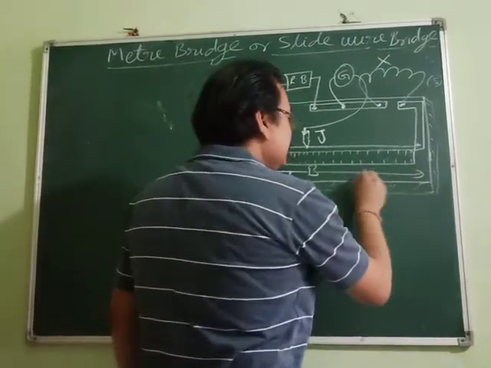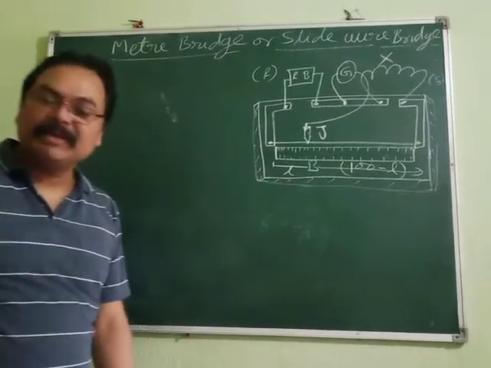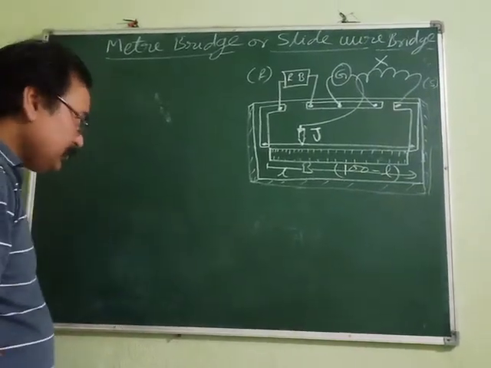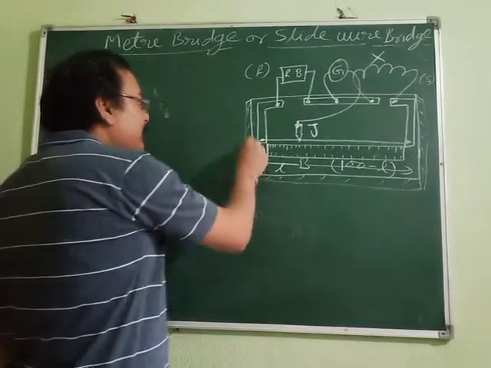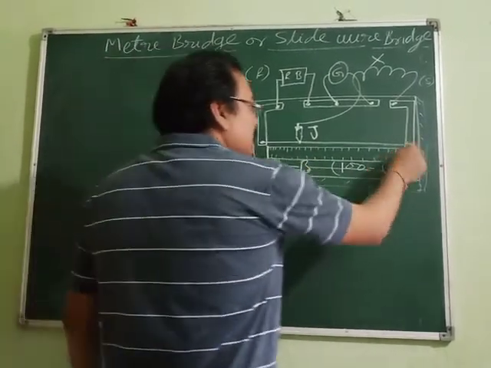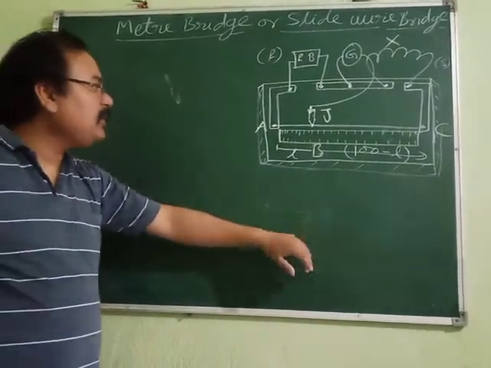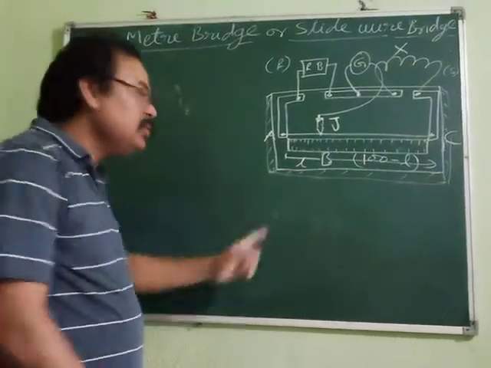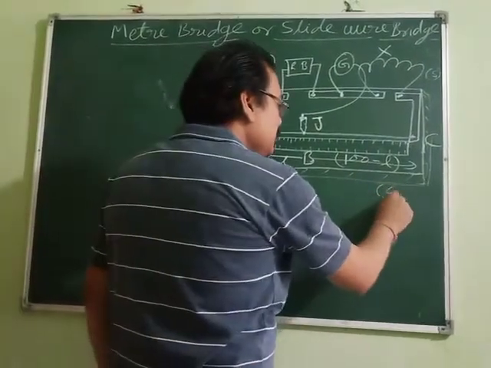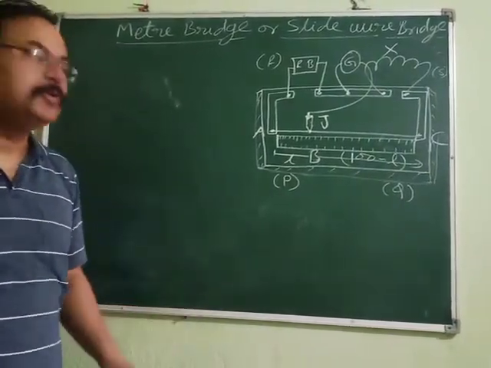So what will be this distance? This will be 100 minus L centimeter from here to this end. Let us mark this A, and this is the balancing point B, and this as C. So in this way, L is proportional to P, and this is proportional to Q. This is not written anywhere, you have to keep it in your mind so that it will be helpful to you.